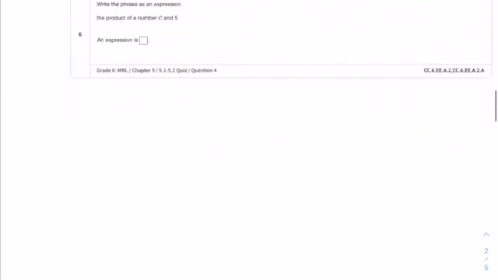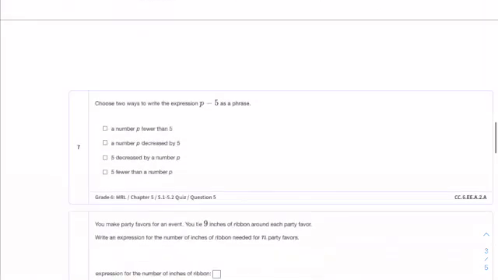Number 6, write the phrase as an expression. The product of a number C and 5. Okay, so now we're taking words and we're transforming them into math problems. So the word product is the key here. The word product, it tells us that we're multiplying. So it's going to be the multiplication of C and 5, so that would be C times 5, or the most mathematically correct way to write it would be 5C, would be the answer there. Okay, moving on from that.